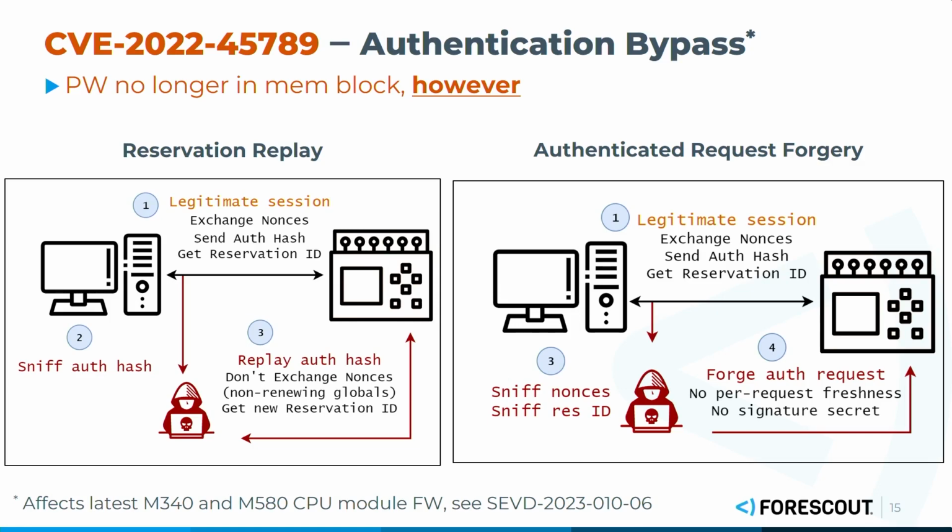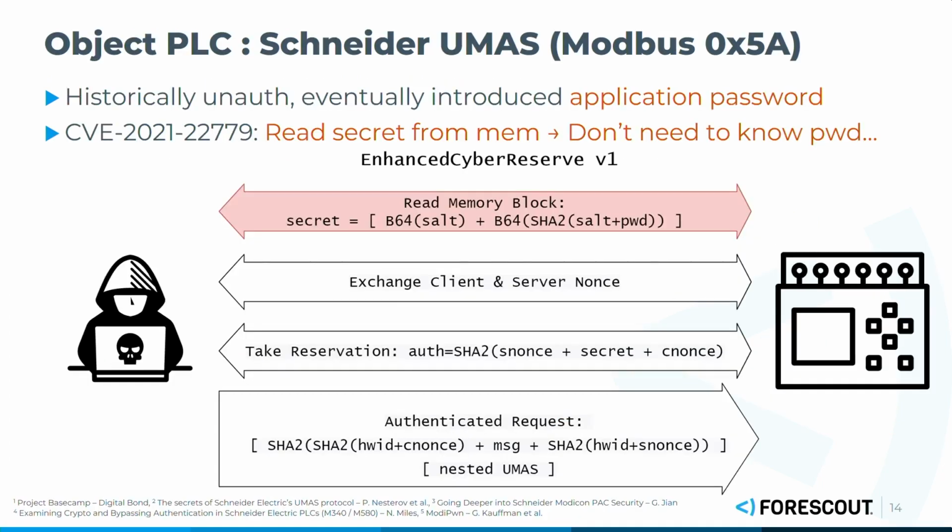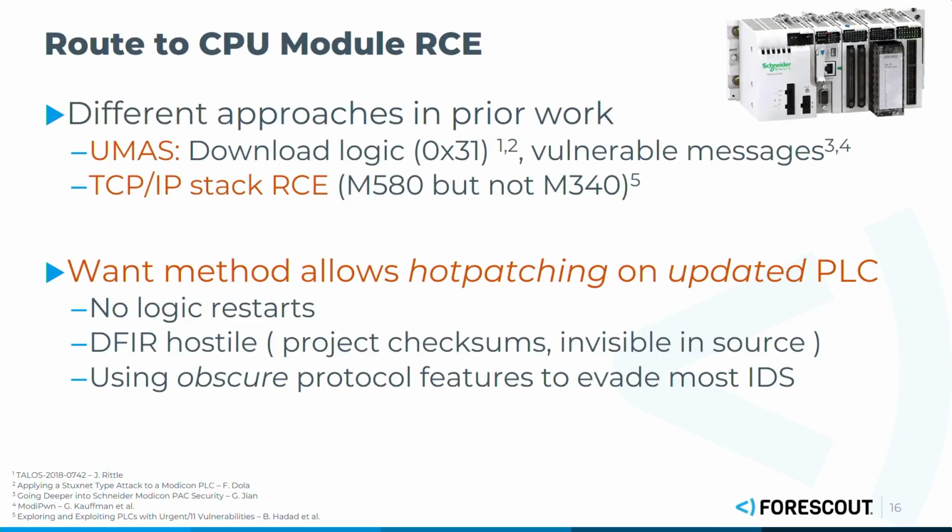requests. I can sniff nonces and the reservation ID, and because essentially these reservation IDs are not tied to any particular IP or session, and because, as you can see in the previous slide on the bottom, there's no actual secret in the authenticated request, as long as I know the nonces, I can just forge arbitrary requests and inject them in that session. So once I'm able to bypass the authentication, I want to get code execution on the M340 PLC.